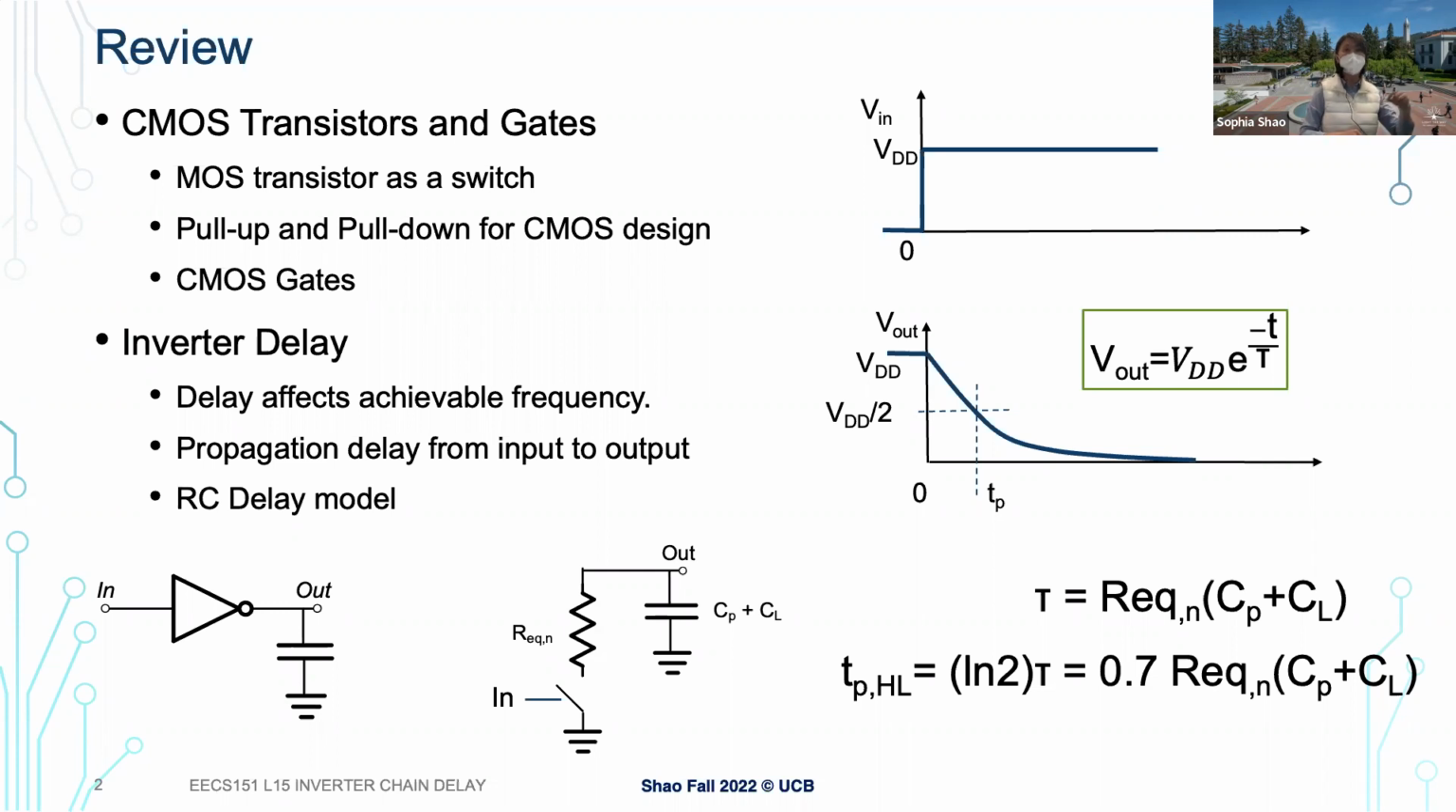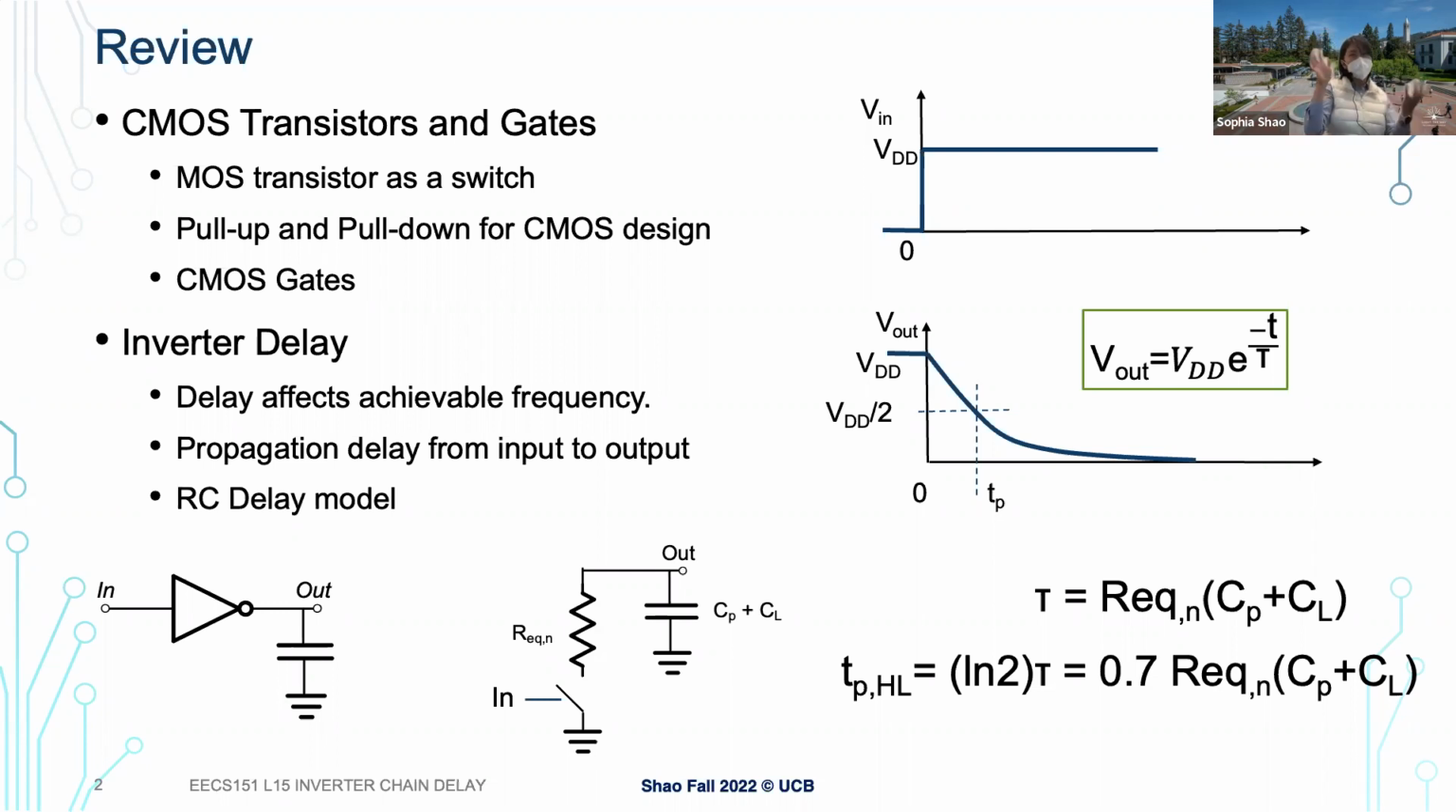Last lecture, we talked about how when we see an inverter, we flip the value, right? But it doesn't happen immediately. There is what we call propagation delay, right? It takes time to propagate the input signal to the output signal. And when we discuss the delay component, we basically view this as an RC circuit.